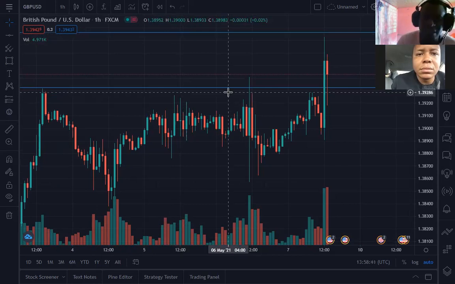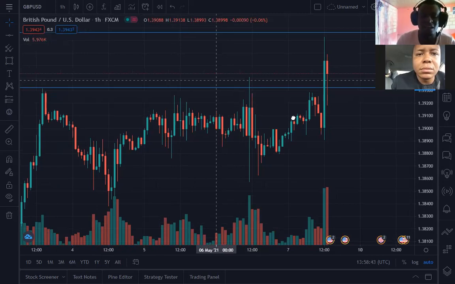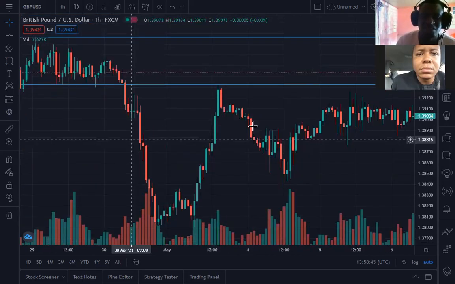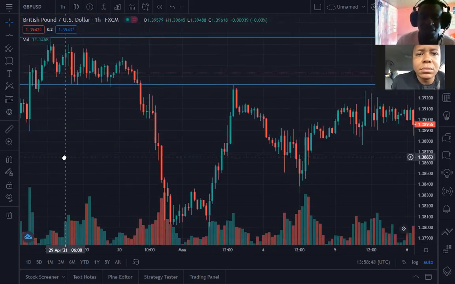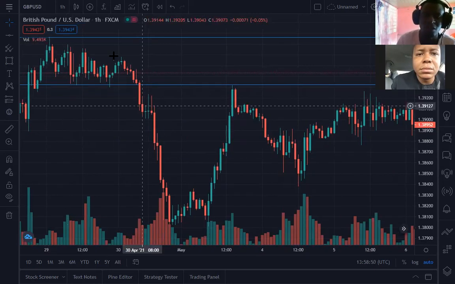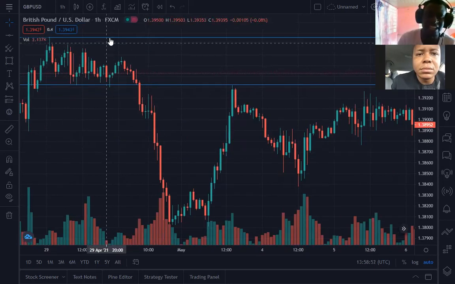So when you have placed your lines like this, you now carefully watch the market to see what will happen. The first thing you do is place your resistance line.